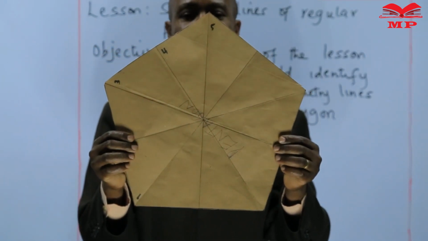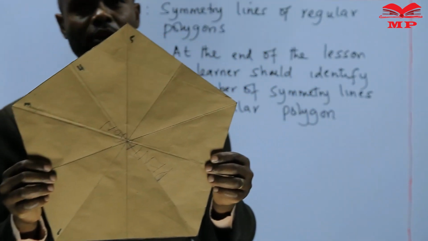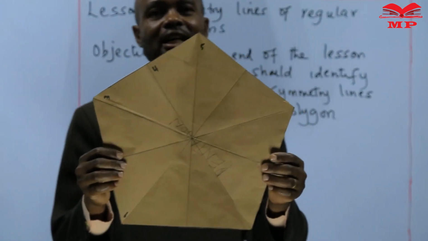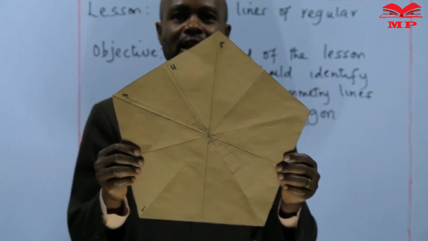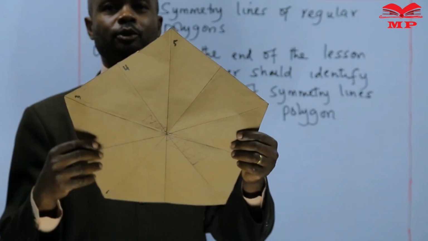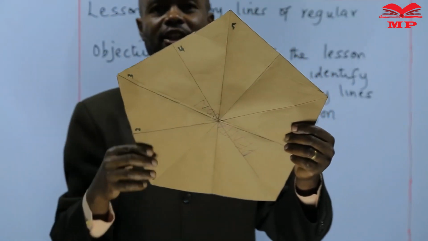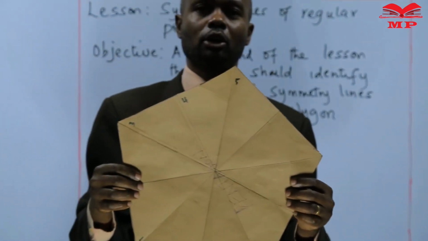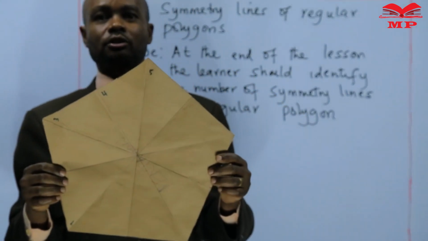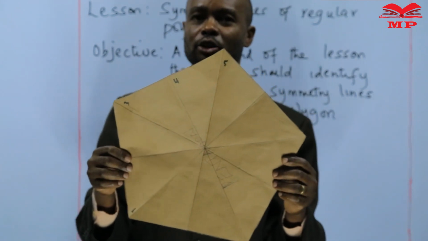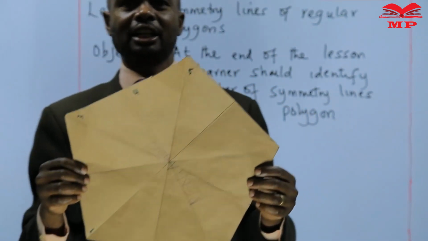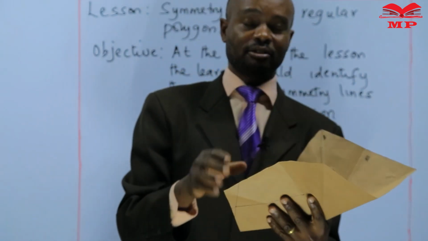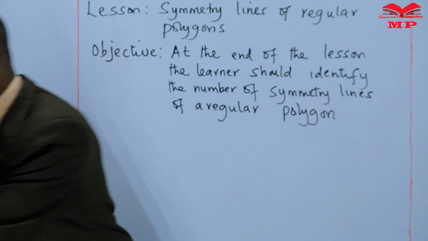What do we notice? This regular polygon called a pentagon with 5 sides has 5 symmetry lines. And where do those lines go through? They either go through the vertices or the midpoints of the sides.